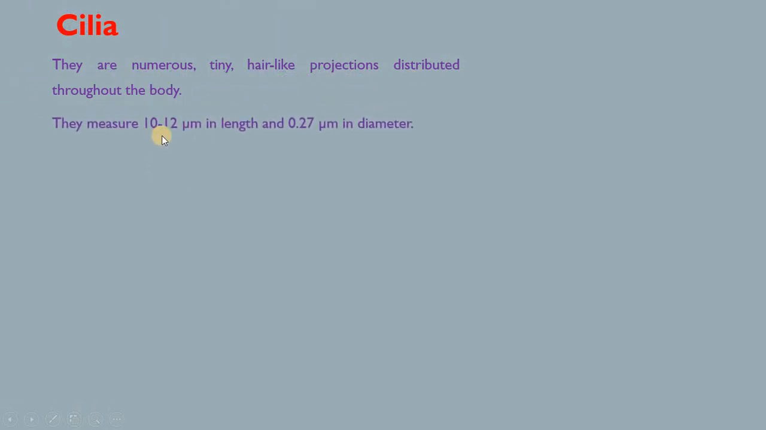Next are the cilia. They are numerous tiny hair-like projections distributed throughout the body. They measure 10 to 12 micrometer in length and 0.27 micrometer in diameter. Cilia occur in longitudinal rows all over the body, and this condition is known as holotrichous, in which body cilia are equal. Paramecium contains 10,000 to 14,000 cilia.